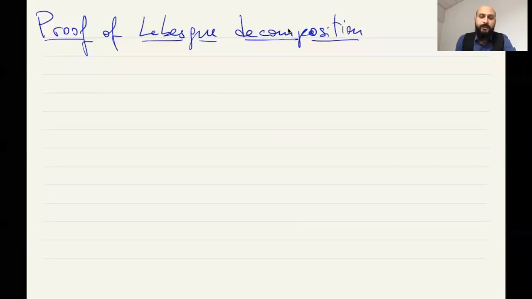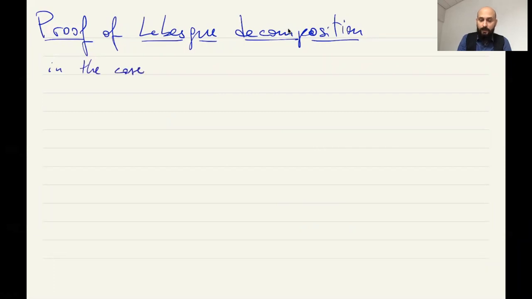We start now the proof of the existence of the Lebesgue decomposition. We will prove the existence in actually the most difficult case, and then the other cases are easy consequences. So I will explain the proof only in the case when both mu and nu are positive and finite measures.